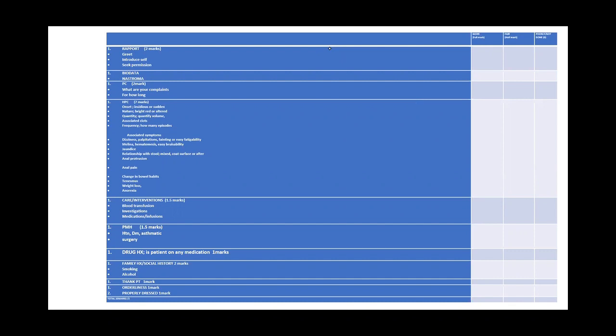Now, what care or intervention did the patient receive? Any blood transfusion? Since they presented, what was done? What were the investigations done? What were the medications given? Any infusion given? Past medical history is important, okay? Where you ask for systemic problems as well as previous surgery.